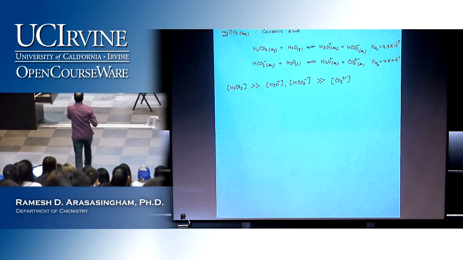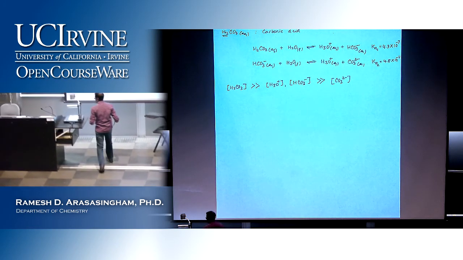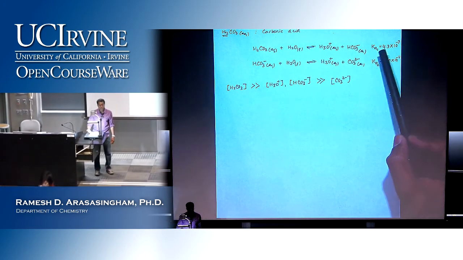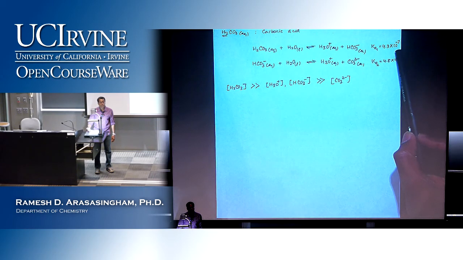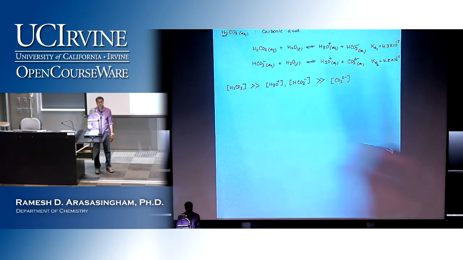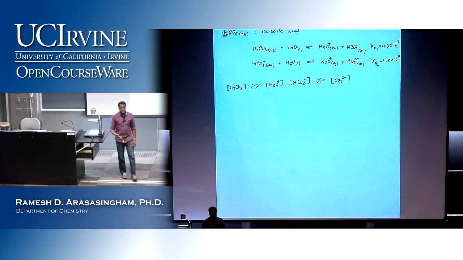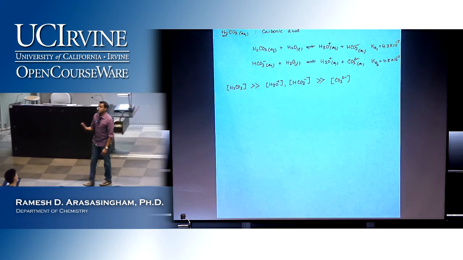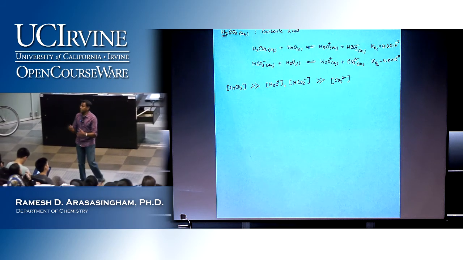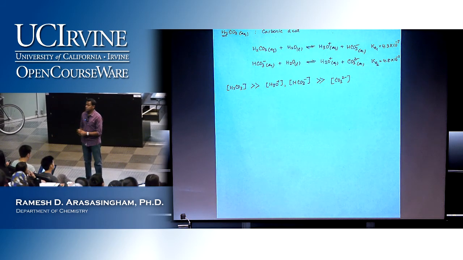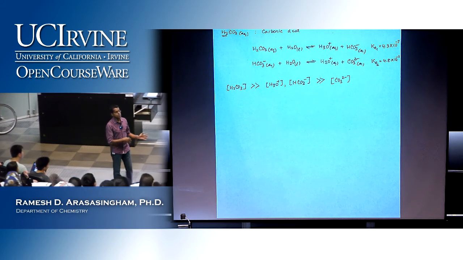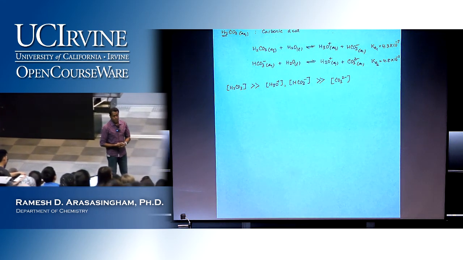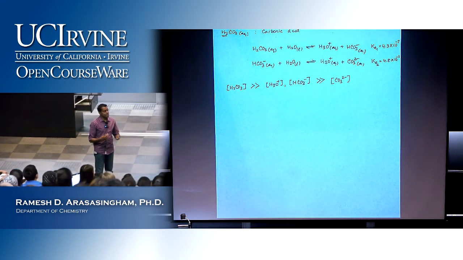All right? And we said that in the first step, Ka1 is 10 to the negative 7. So that means the first step is a weak acid. H2CO3 is a weak acid. And because Ka is so small, what does that tell us about the equilibrium composition? Is it going to be towards reactants, or towards products? Reactants. Can everybody see that? Because it's 10 to the negative 7.